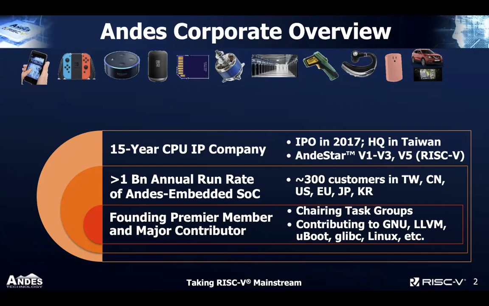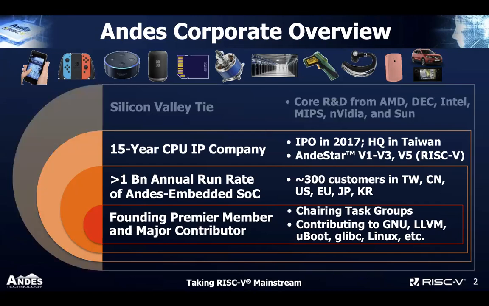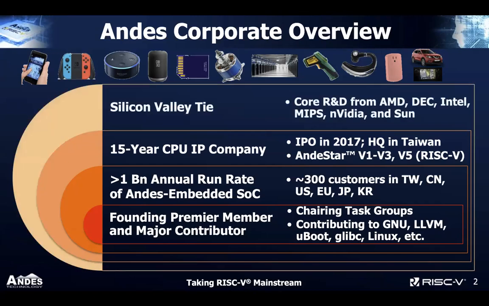We have our own architecture called AndeStar, version 1 to version 3. And for version 5, we made a decision to support the RISC-V architecture. Many of our engineers and management have ties to Silicon Valley, to companies like AMD, DEC, Intel, MIPS, NVIDIA, and Sun. We are a CPU specialist company. We only do CPU IPs.